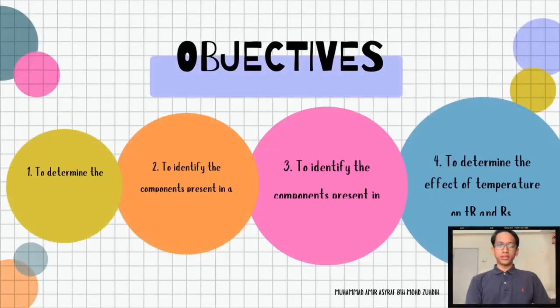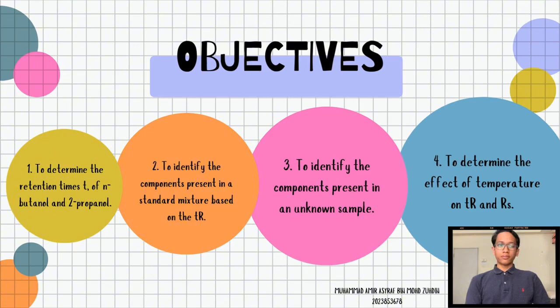Before we start the experiment, it's important to know what we aim to achieve. Our objectives were as follows. First, to determine the retention times of N-butanol and 2-propanol. Next, to identify the components in a standard mixture based on their retention times. Then, to identify the component present in an unknown sample. Finally, to study the effect of temperature on retention time and resolution. Now that we know our objectives, let's take a look at the instruments used in gas chromatography.